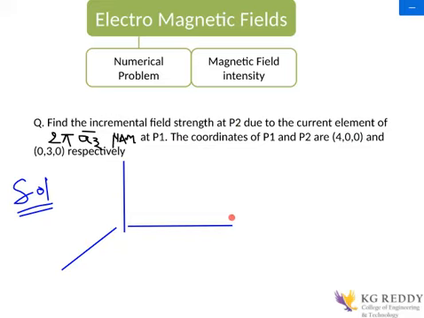So let me take the axes first of all. This is the z axis, this is the y axis, and this is the x axis. If you observe, the point P1 is located at 4, 0, 0. It means that the x value is 4, so it is located somewhere here, and y is 0 and z is 0. It means that it is just lying on the x axis. So the current element will be somewhere like this.